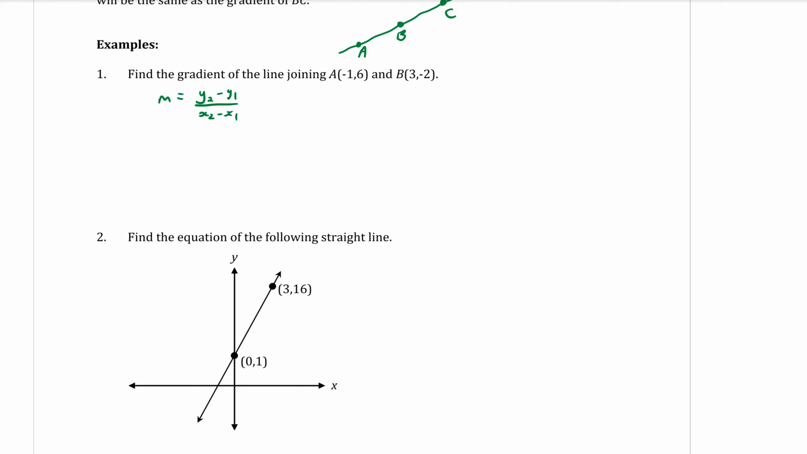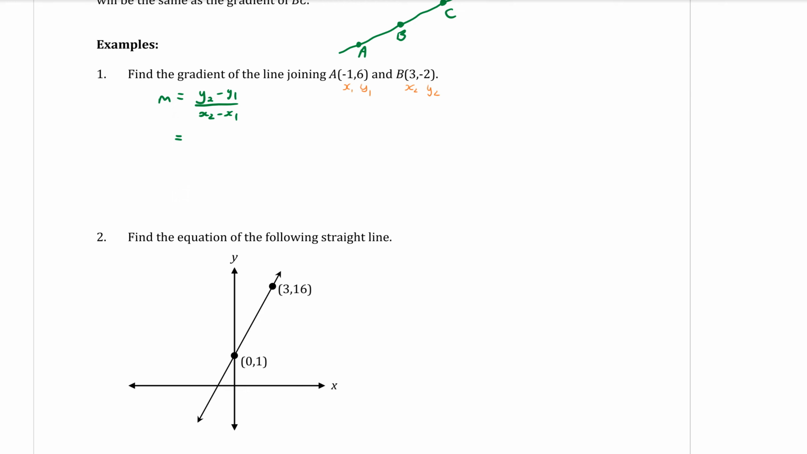Now, we need to label our points to sub into that. Now, every point has an x value and a y value. So the first point, I'm going to call that x1 and y1. So x1 is -1 and y1 is 6. The second point, x2 is 3 and y2 is -2. And we're going to sub that into our formula.